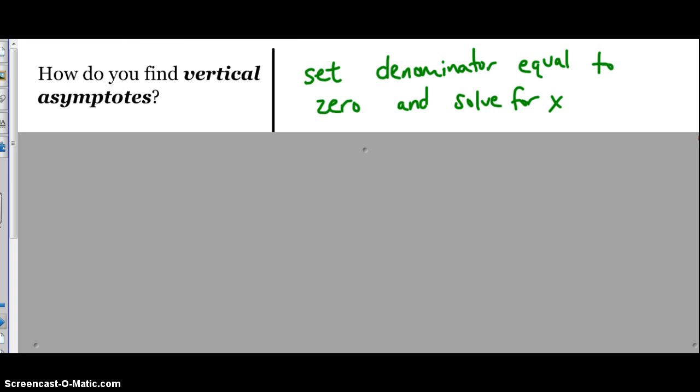Okay, for vertical asymptotes, remember this is where the function is undefined. So the way we find it is we set our denominator equal to 0 and solve for x.